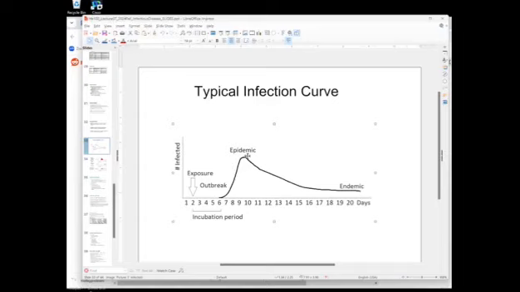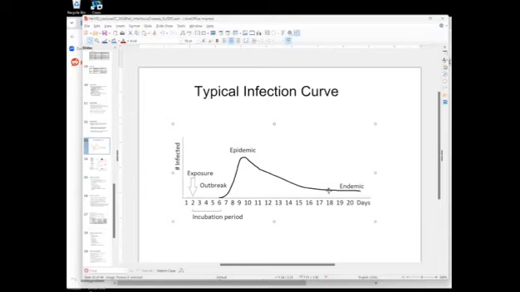So the number of people left who are not yet exposed, not yet infected, starts to run out. We start running out of people to infect. And meanwhile, the number of people who are immune and cannot be infected because they got over this infection is increasing. So the number of people who are cured and immune start to outpace the people who are not yet infected, and the number of total people infected starts to drop.